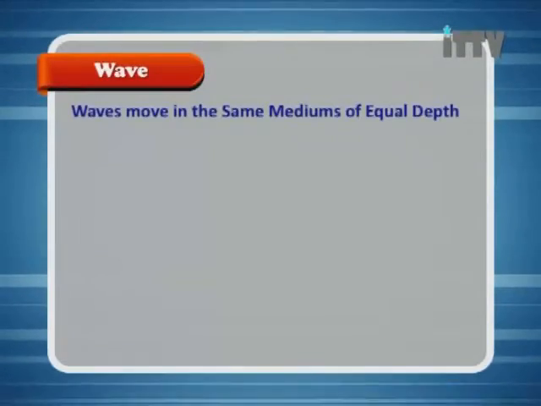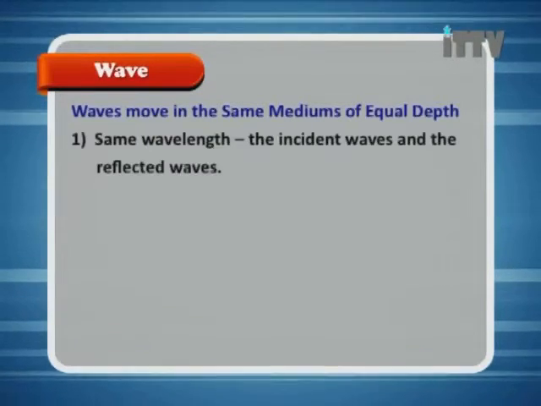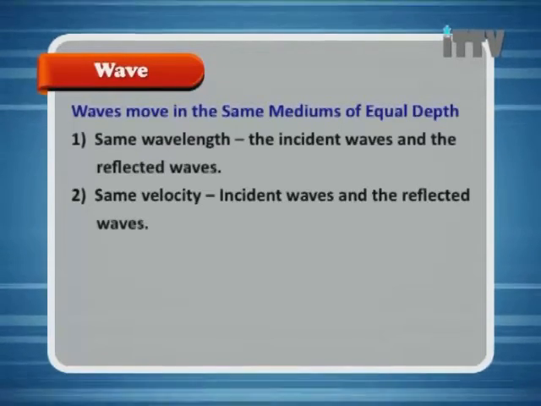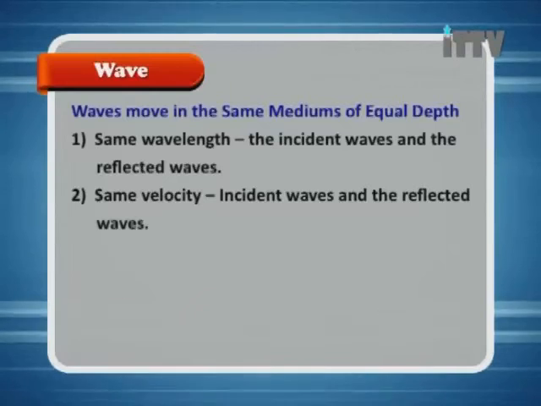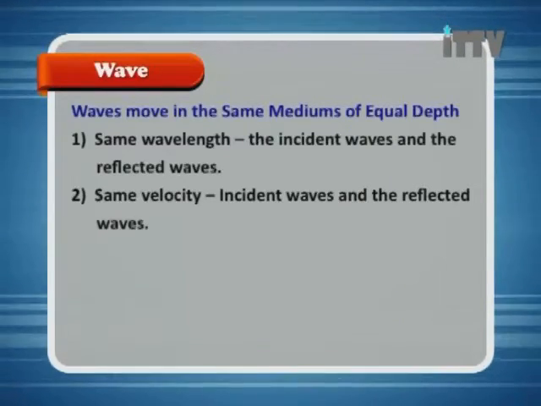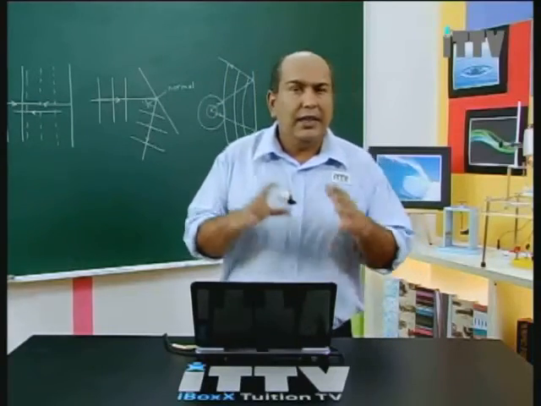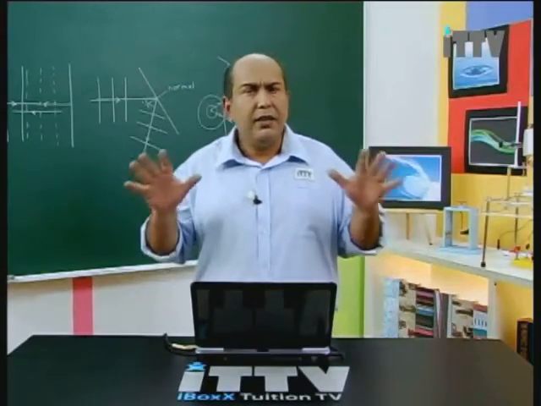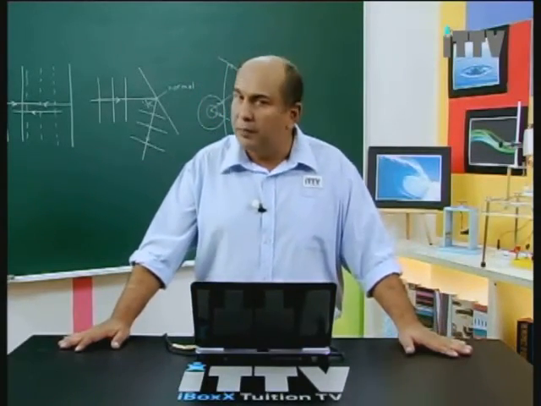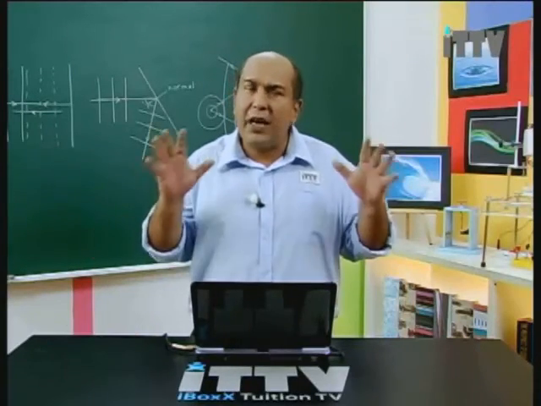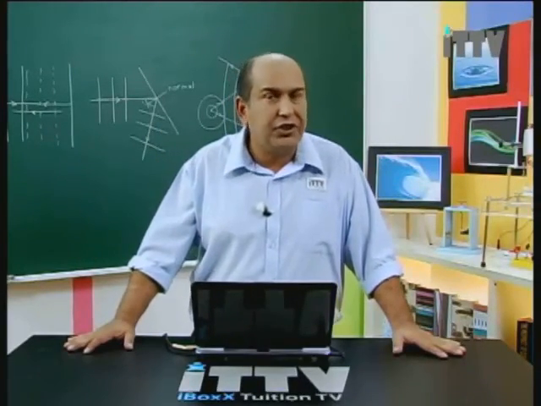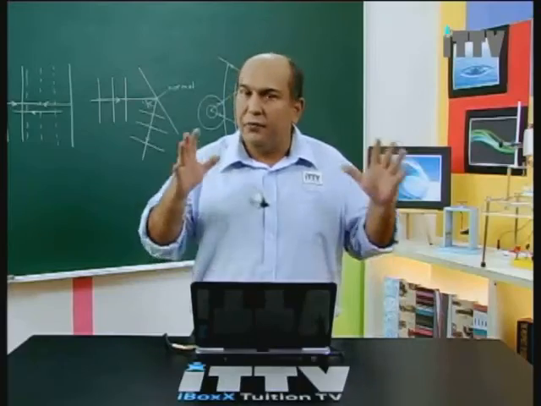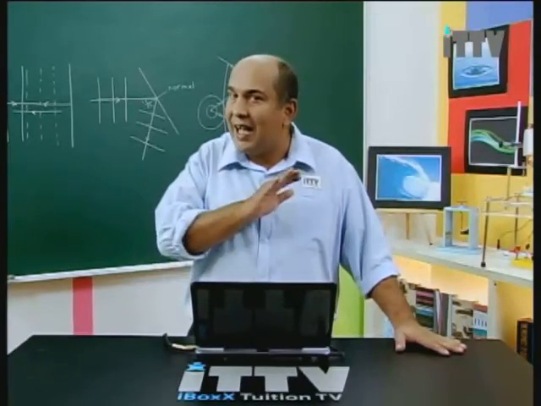Waves move in the same medium of equal depth with the same wavelength, and the incident wave and the reflected wave have the same velocity. What we are saying here is, as long as your depth of water in the ripple tank doesn't change, the velocity and the wavelength will be unchanged as well. In fact, the only thing that's going to change is the direction of the wave. So velocity, wavelength, amplitude, frequency, all of these factors are unchanged.